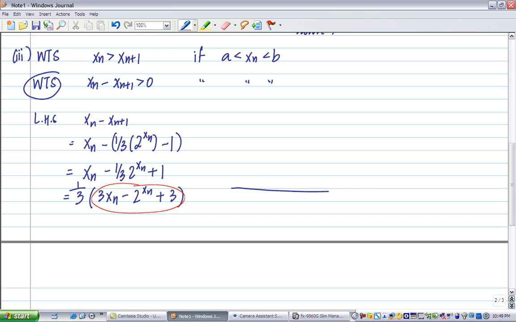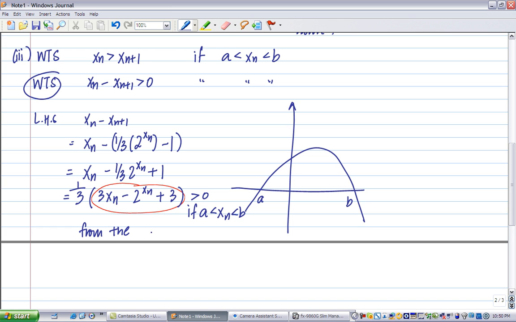Now if we refer to the graph of what was given to us, the graph was like that. This is given in the question. A is here, B is here. Now if xn is between A and B, what do we notice about the y values? If the values of x are between A and B, the y values are positive. So this equation circled in red is greater than 0 if xn is between A and B. We can deduce this from the given graph.